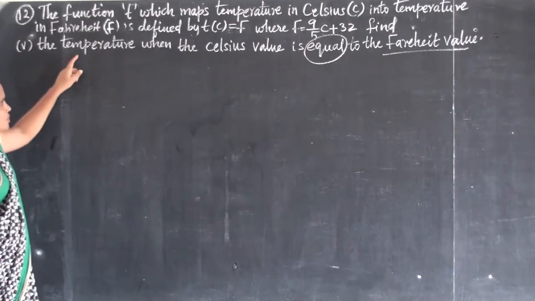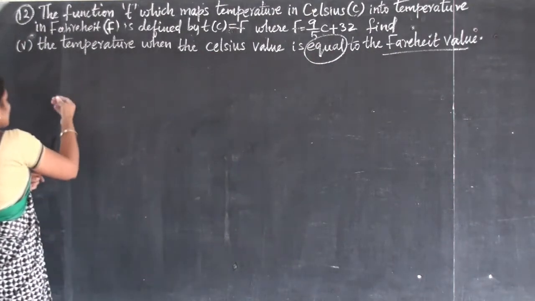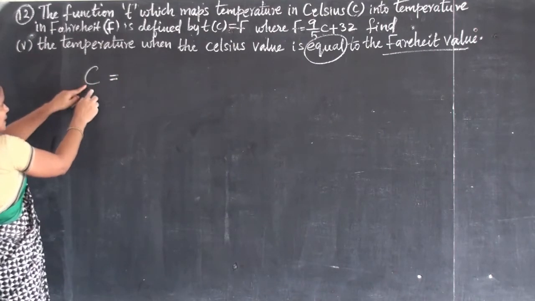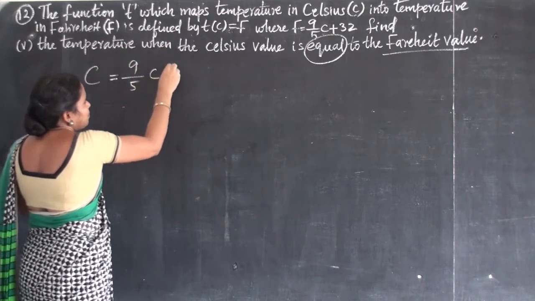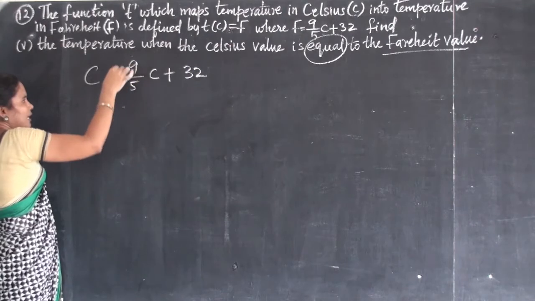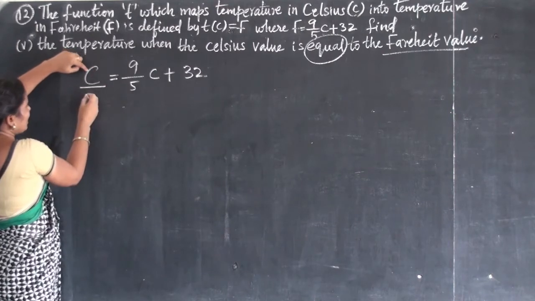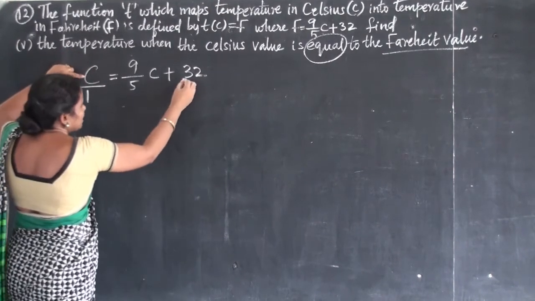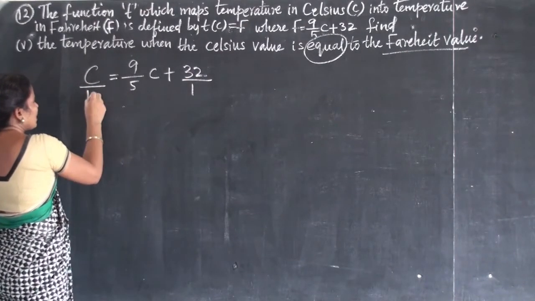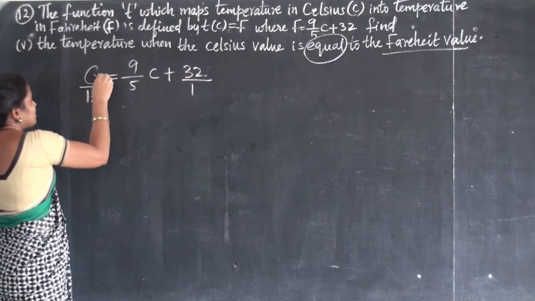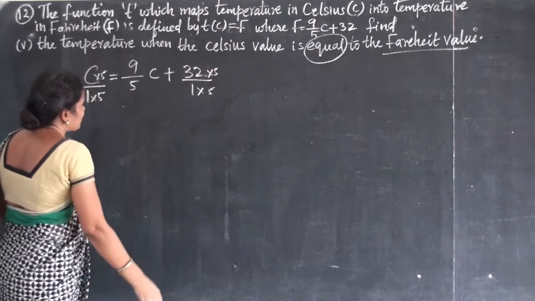Question number 5. The temperature when the Celsius value is equal to the Fahrenheit value. So the Celsius value is not given. Celsius is C and the Fahrenheit value is given, that is 9 by 5 into C plus 32. Here only one value is in fraction. Convert all the values into equal. So put C as C by 1 and here also 32 by 1. To make it even, multiply with 5 both on the right side as well as the left side, for C and also for 32, both the numerator as well as the denominator.